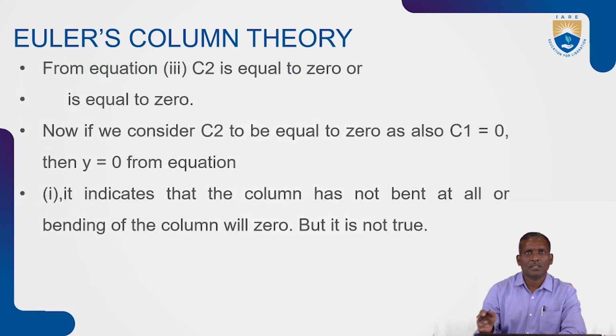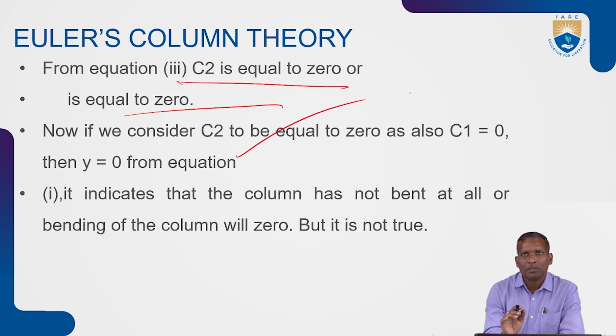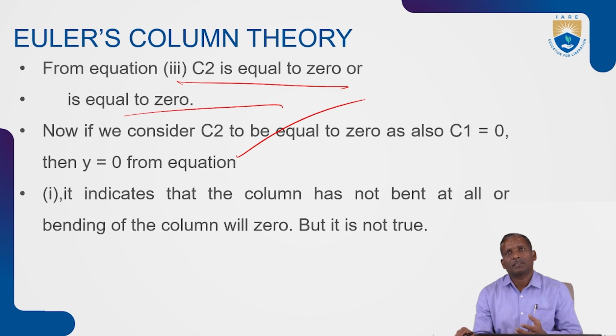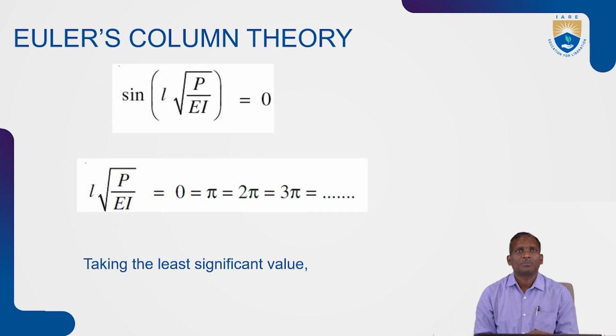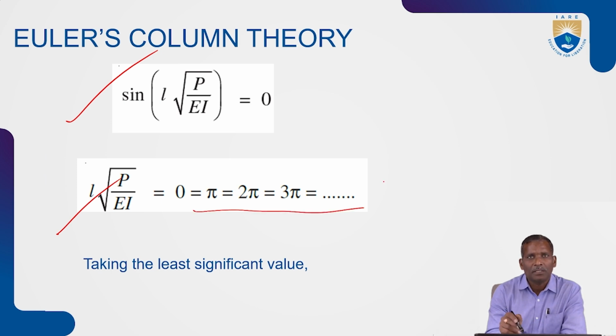So from this equation, C2 is equal to 0, and considering C2 equal to 0 as well as C1 equal to 0, then y is equal to 0. It indicates that the column has not bent at all, or the bending of the column is 0, but it is not true. So the sine of L square root of P by EI is equal to 0, and L into square root of P by EI is equal to 0, pi, 2 pi, 3 pi.